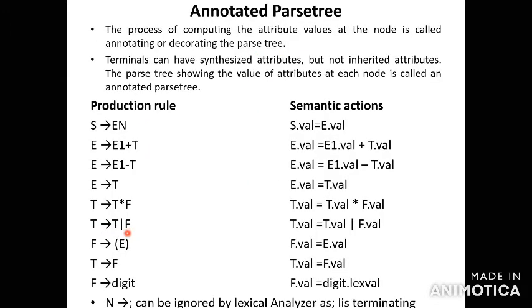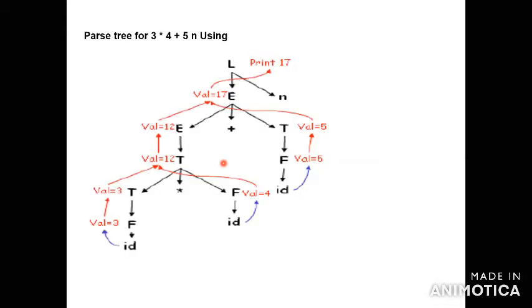So based on the children of the node, the parse tree showing the value of the attributes at each node is called an annotated parse tree. Okay. So this is for the annotated parse tree construction.